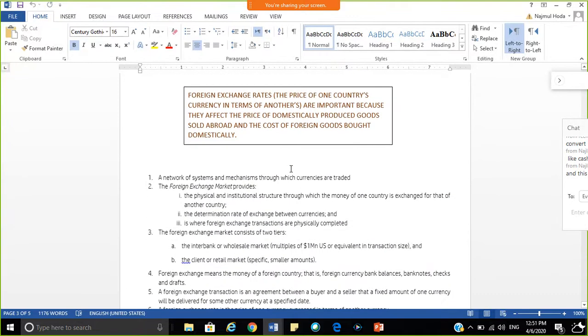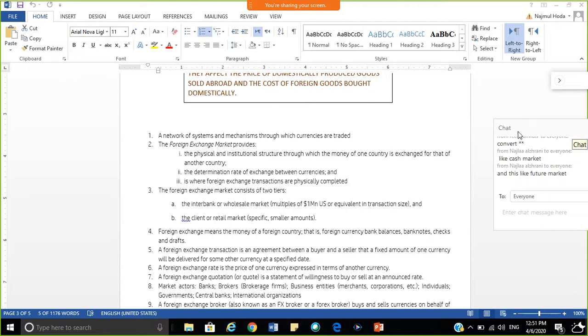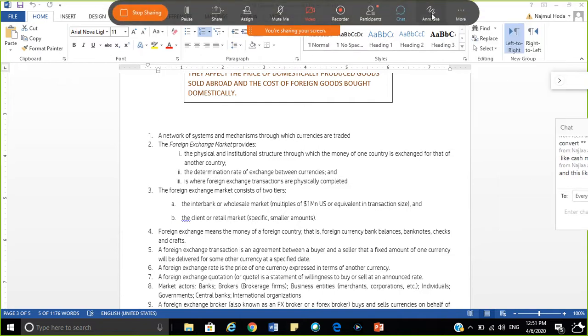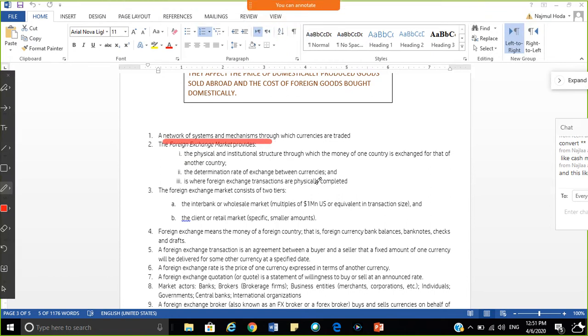First of all, the foreign exchange market is a network of systems and mechanisms through which currencies are traded. One is the cash market, the other is the future market. So, it is a network of systems and mechanisms. Now, is there any centralized body in the foreign exchange like the stock market? No, there is no centralized body like the SEC or the CMA. It is normally done through what is called the over the counter market.